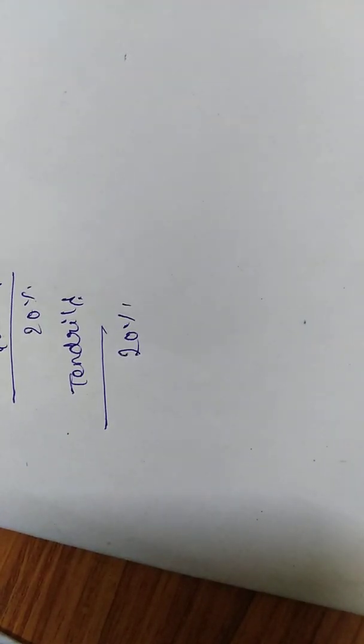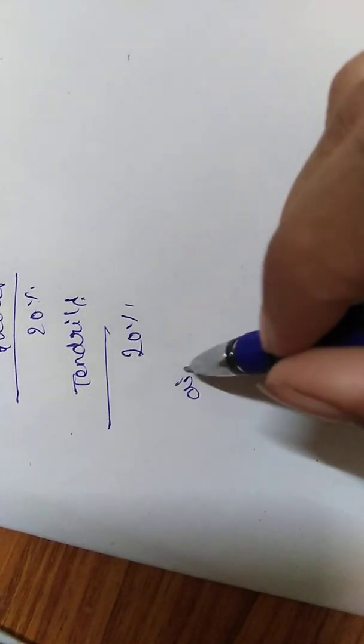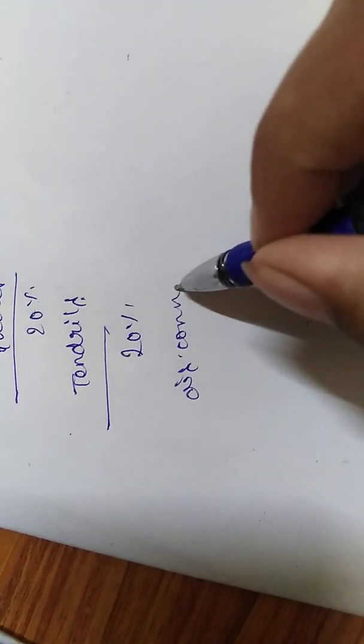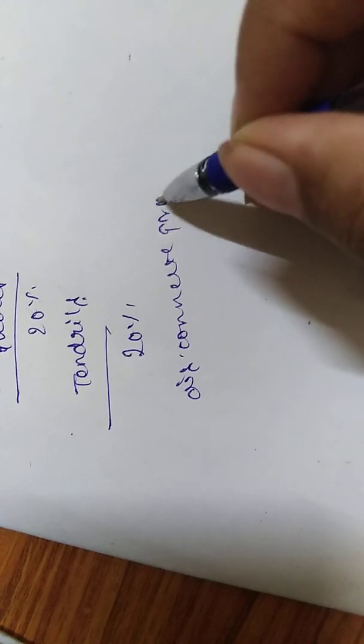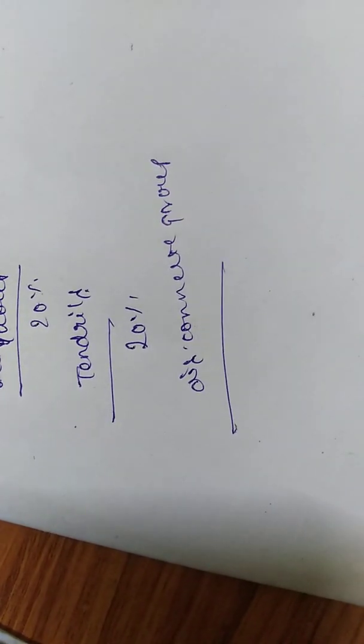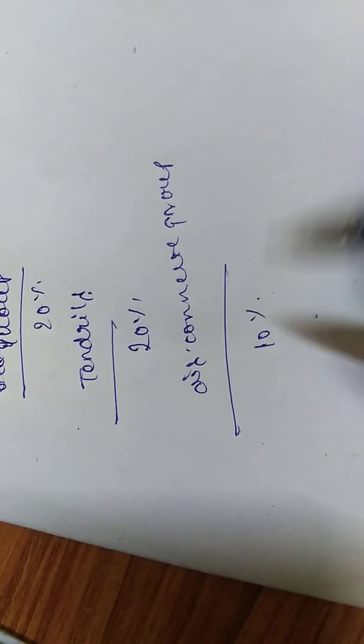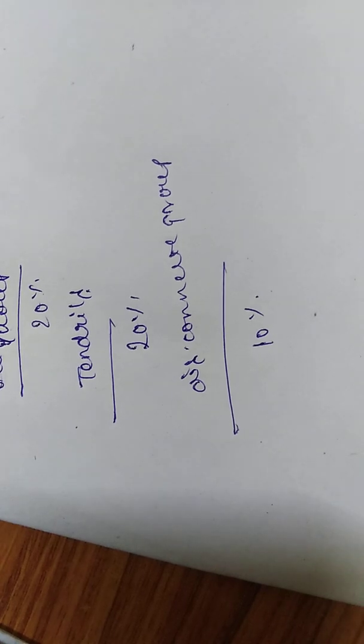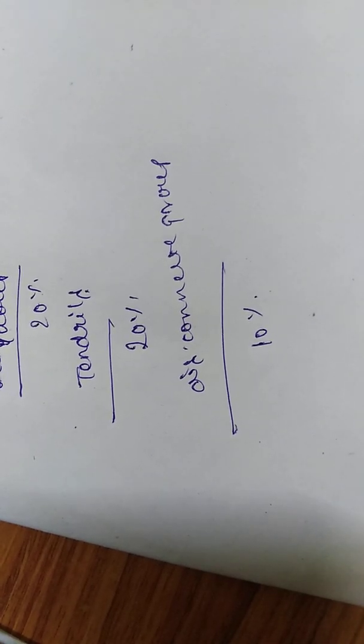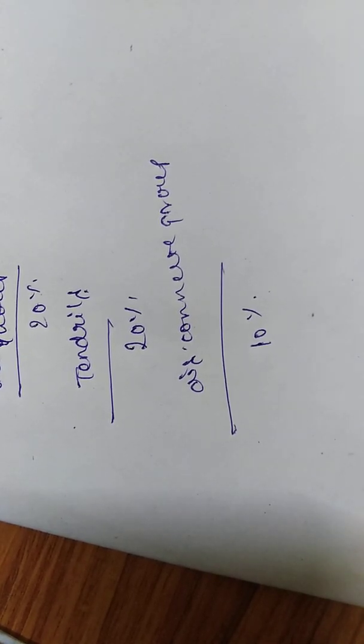Then next one, the disconnected graph. Disconnected group, it is a part of the web. This one also is less than 10% of the web information, which is essentially disconnected from the rest of the web world.